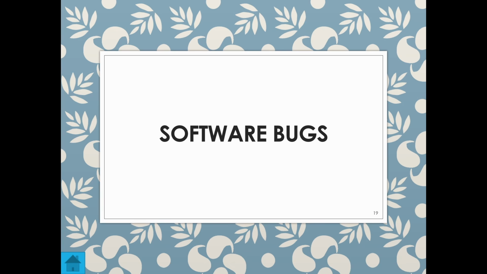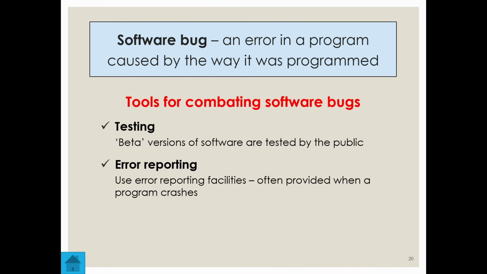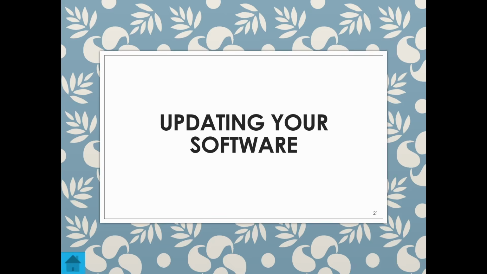Then we have software bugs. Now let's just understand what a bug is. It's an error in the program, and this is caused not by you, but by the programmer, right, when it was actually put together. So this is why they do a lot of testing. They'll do those beta tests. You'll have error reporting, and you need to keep your software up to date so that if they pick up a bug or a fix that they need to send out, they can do that in the next update.